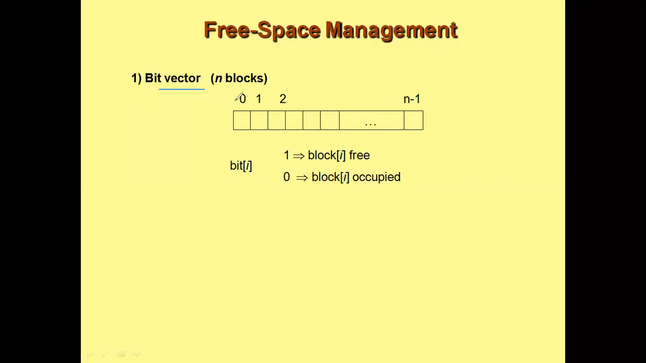One is using a bit vector, which is very simple to implement. Here you have n blocks from 0 to n minus 1, and you just represent each by 2 binary symbols, 1 and 0. So if you have a sequence like 0 1 1 0, then if block 0 has 1, it means block 0 is free. If it is 0, it means that block is occupied. So 1 indicates that the block is free, and 0 indicates that the block is occupied. This is very simple to implement, because with just one single representation you get to know if a block is free or not.